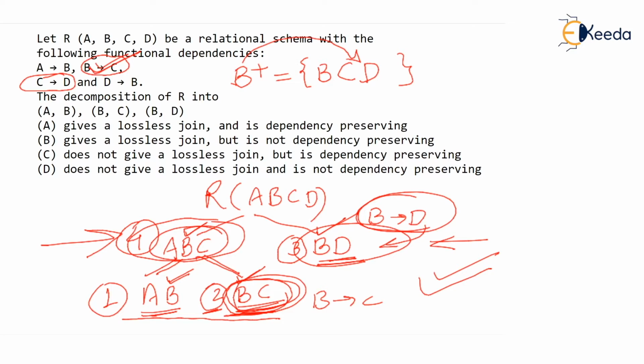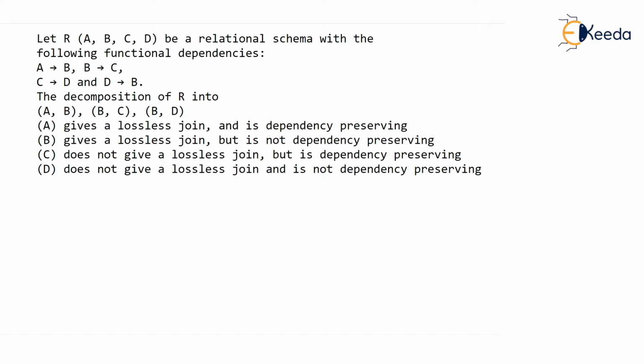Then, is it dependency preserving? For checking dependency preserving, let us write first table AB, second table BC, and third table BD.